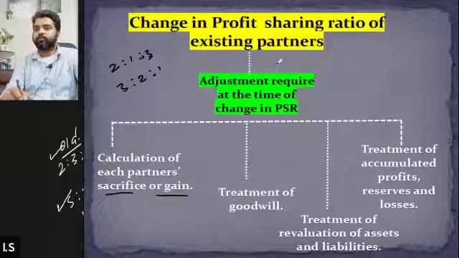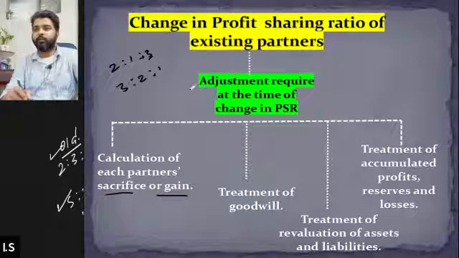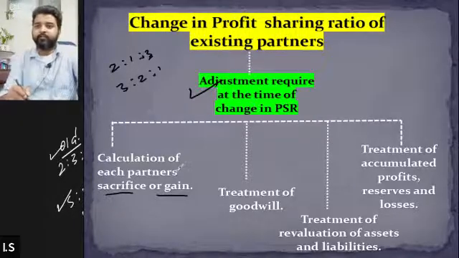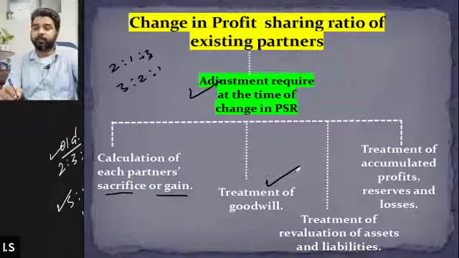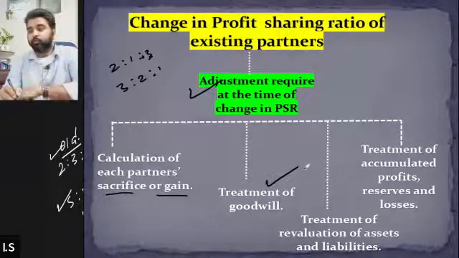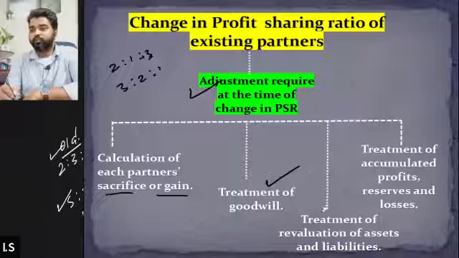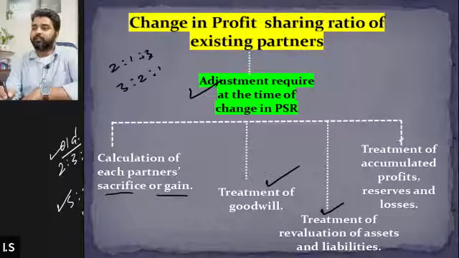So the first thing, whenever the profit sharing ratio changes, we need to make some adjustment. Firstly, regarding the sacrificing and the gaining ratio of the partners. Then we also have to do the treatment of the goodwill. Then we will also have to do the treatment of the revaluation of assets and liabilities, and the treatment of accumulated profit and reserve is also required.